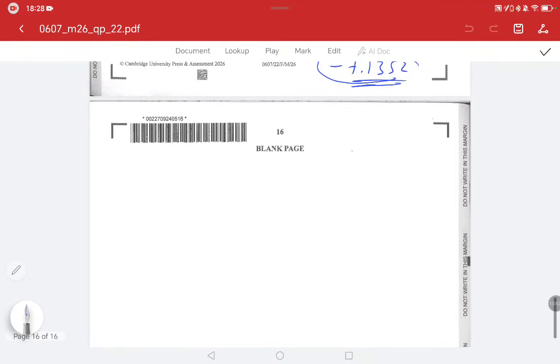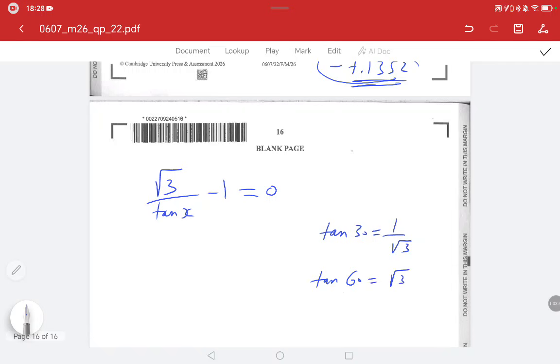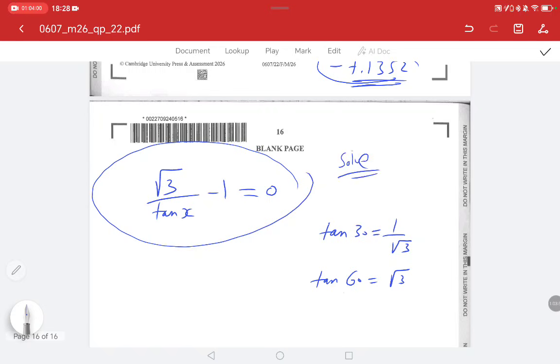Because in the exam, when they ask you, for example, square root of 3 over tan x minus 1 equals, for example, 0, something like that, you should know the values of tan, because you have no calculator. You should know that tan 30 is 1 over square root of 3, and tan 60 is square root of 3. This stuff you have to know. Because if you have something like this and they ask you to solve, at the end, when you take tan inverse or sine inverse, cosine inverse, you should know how to find the value.